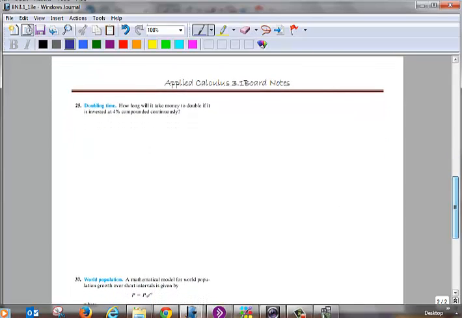All right, for the next one, it says, how long will it take money to double if it's invested at 4% compounded continuously? The easiest way to do this is to start with $1. If it doubles, that gives me $2. And so when I look at my PERT formula, I can plug in 2 for the amount that I'll have after the time period, 1 for the starting amount. I have e to the power of, my interest rate is 0.04, and we're going to solve for t.